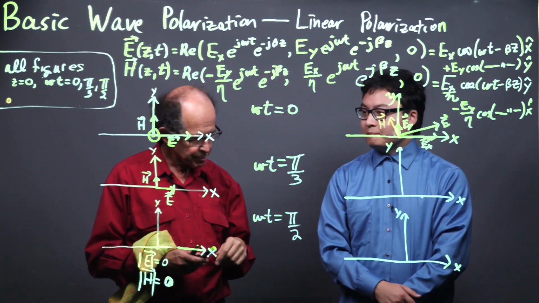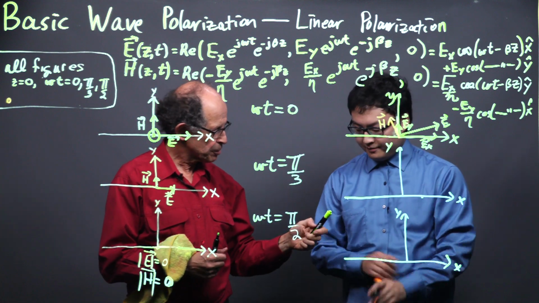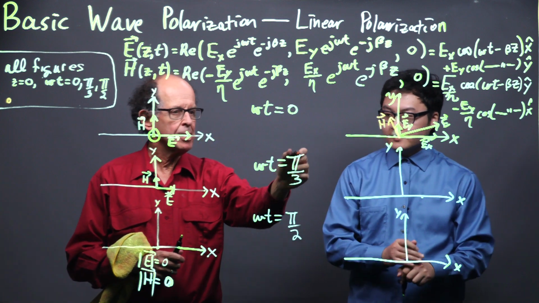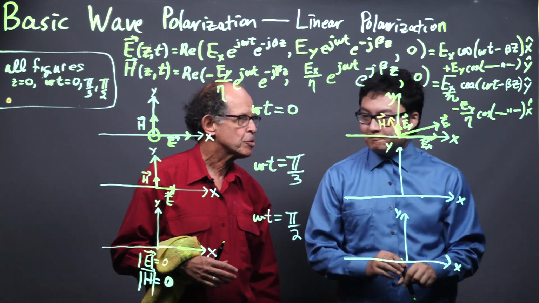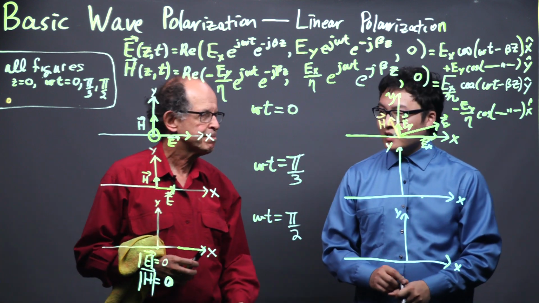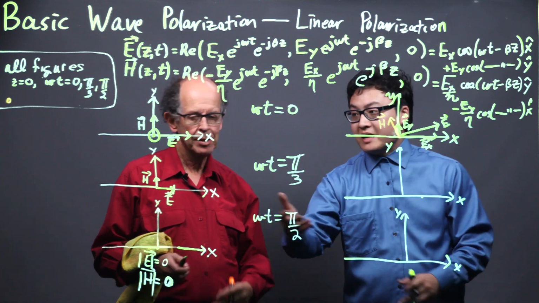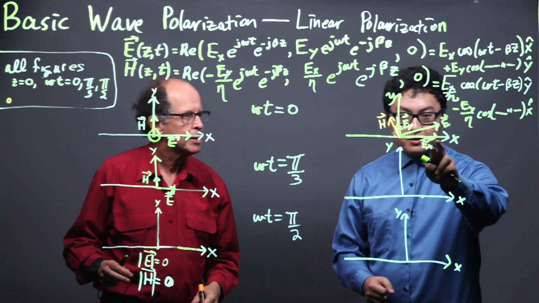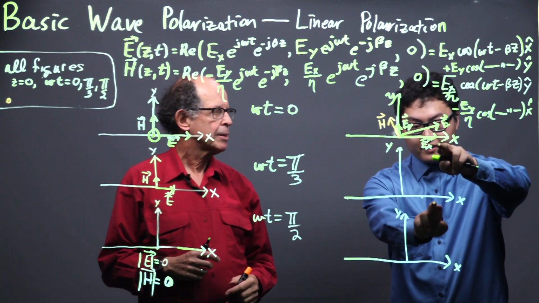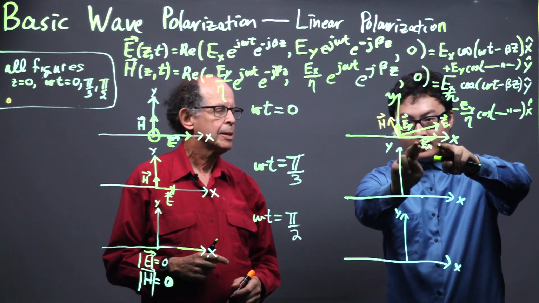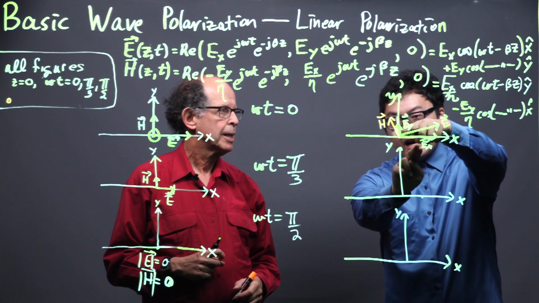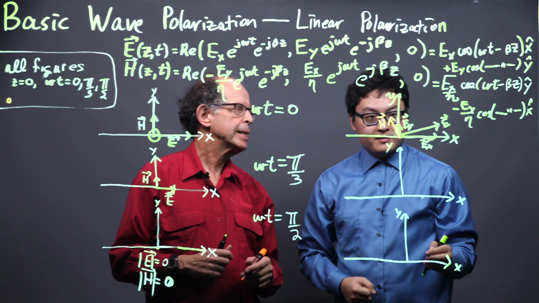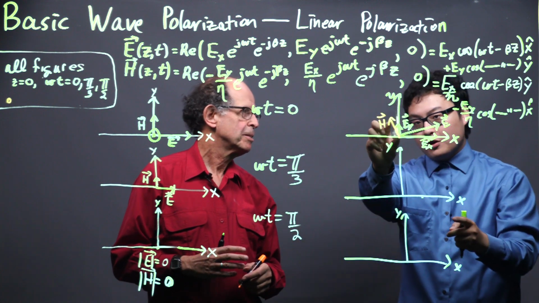Now, I'll give you back the green one. And we're doing omega t equal to pi over 3. So what's going to happen? Well, just like before, except we now have an extra component. So the x component of E would be halved, and the y component of E would be halved. So E total would just be halved. Right. And what about H? H would also be halved.